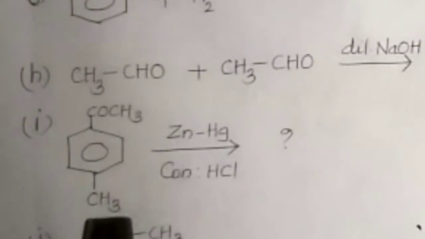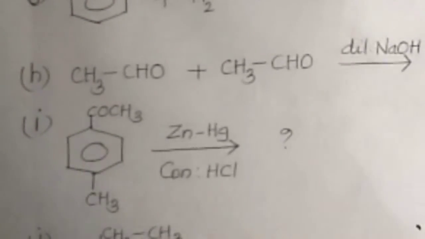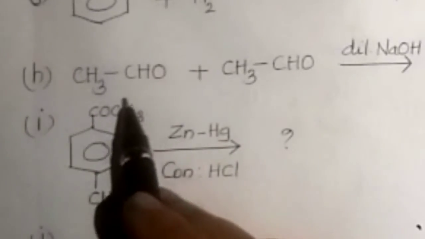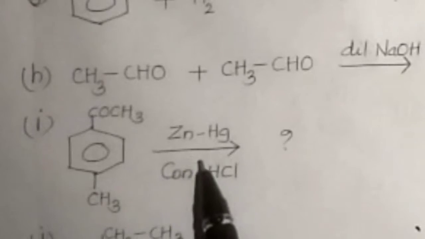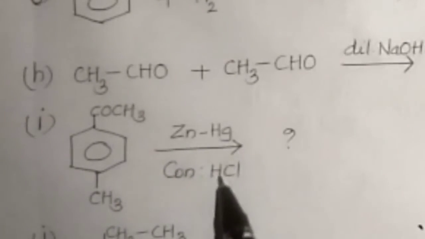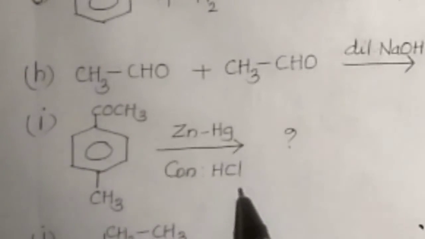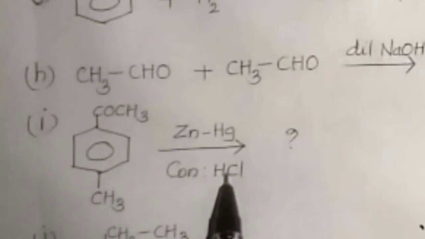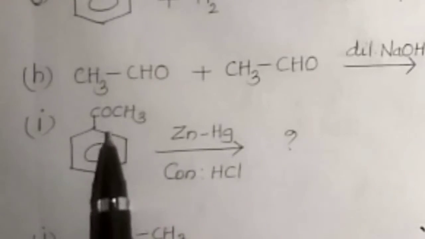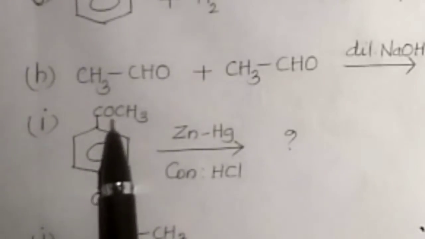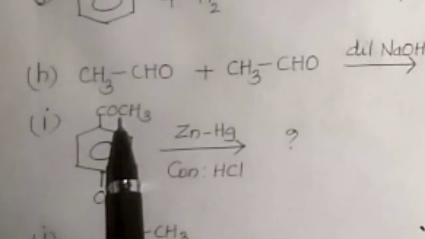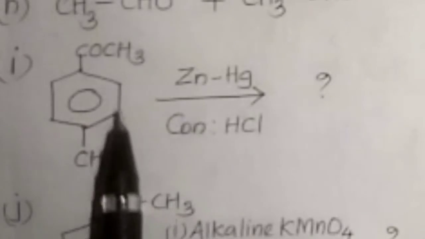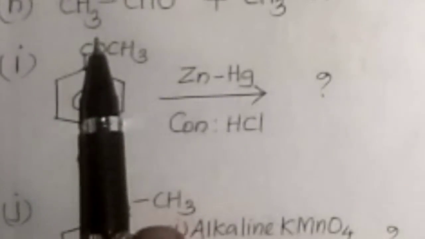This is 4-methyl acetophenone. 4-methyl, 1, 2, 3, 4. 4-methyl acetophenone on reduction by using zinc amalgam and concentrated HCl. Then what is the product? You know, zinc amalgam and concentrated HCl is used. Then in any compound, the CO group that is there becomes reduced to CH2 group. In any other part, there is no change in this reaction. So CO group changes to CH2 group.